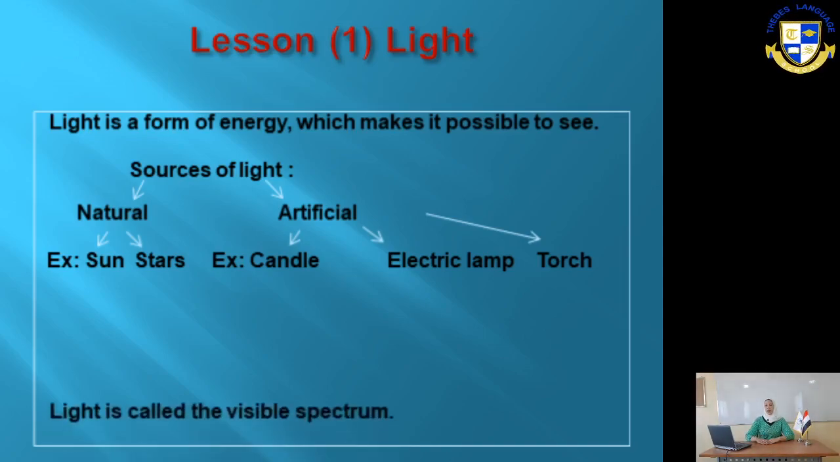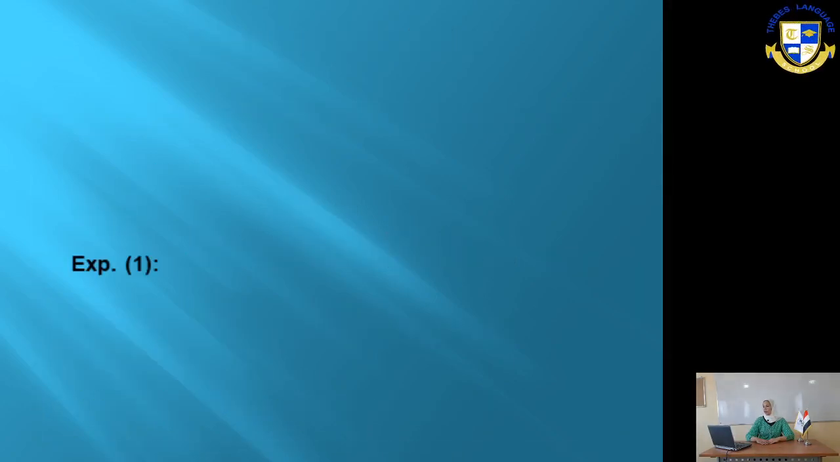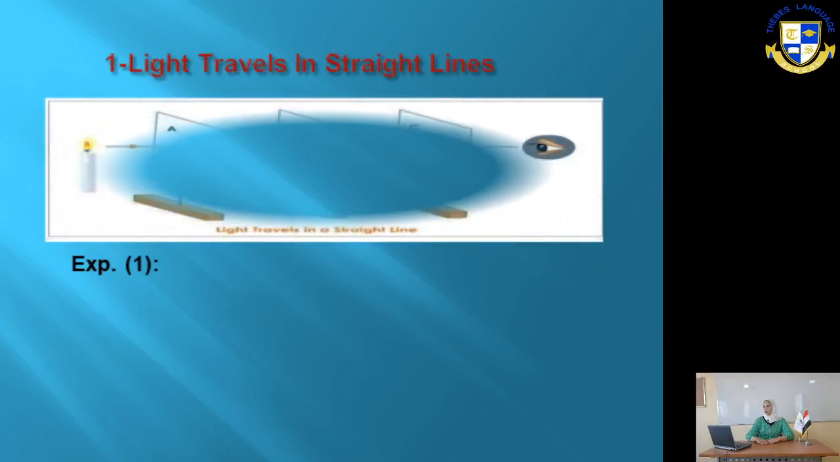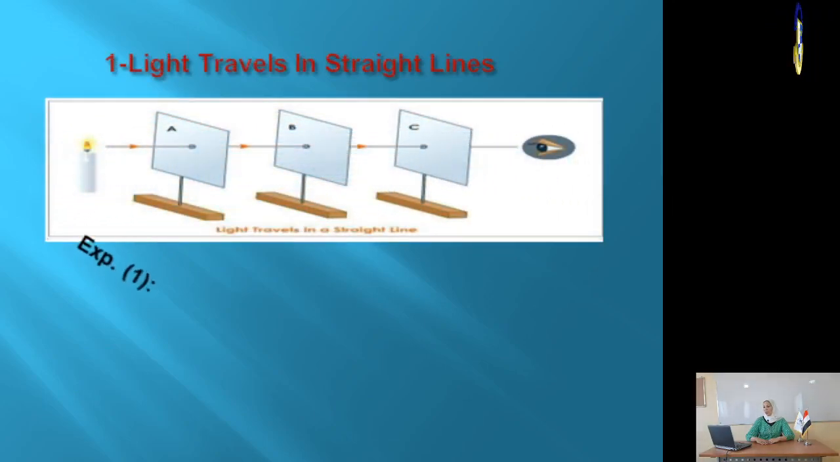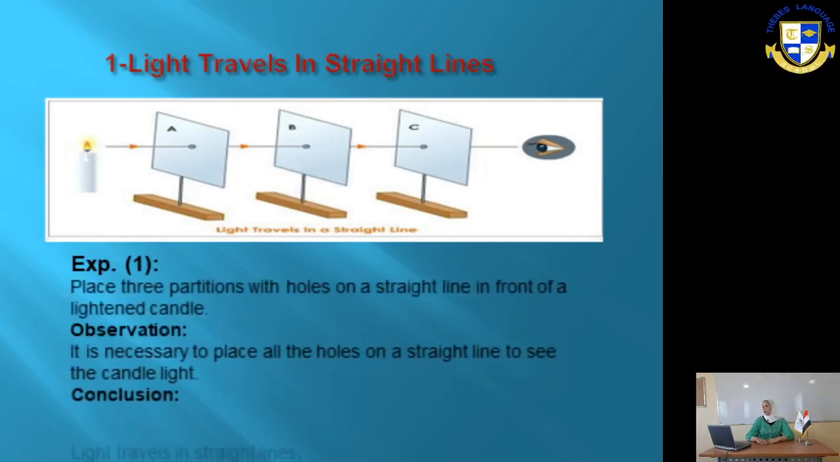Number 1, light travels in a straight line. In this experiment, we have here 3 screens with narrow holes. The 3 holes are all on one straight line. If we look here, we can see the flame of the candle through the narrow holes because light travels in a straight line.